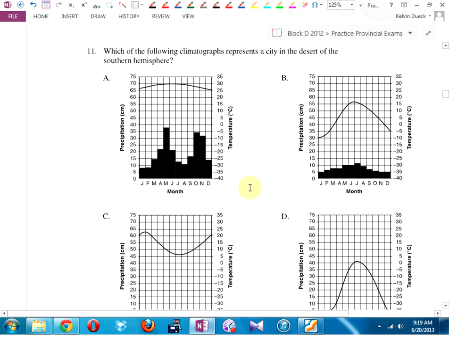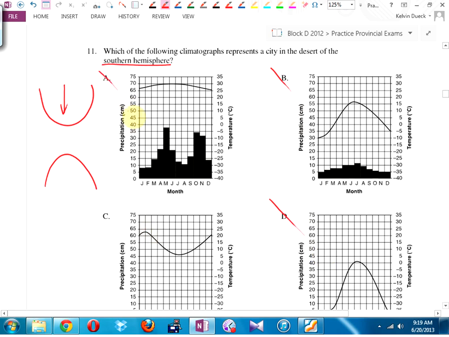Climatographs. Remember, on a climatograph, the bars are the rain, the line is the temperature. So which represents a city in the desert in the southern hemisphere? Now, first of all, if you're in the southern hemisphere, your temperature graph is going to look like that, because it's going to be cold in our summer and warm in our winter. Northern hemisphere, your temperature graph is going to look like that, roughly. So I would be going no. Oh, it's got to be C.